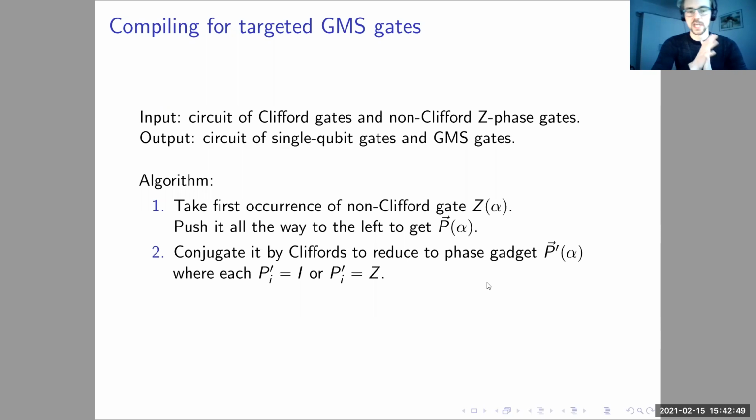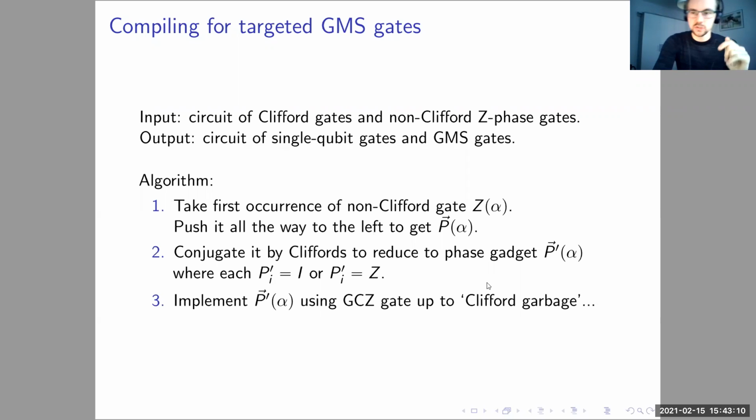Then what we do is we take this exponentiated Pauli gate and we conjugate it by Cliffords again, so that we reduce it to some phase gadget. Generally, this is an exponentiated Pauli gate where the Paulis can be X, Y, and Z. And then we just make it so that they're all either Z's or identities. Okay, so now it's a phase gadget. So it's a diagonal gate.